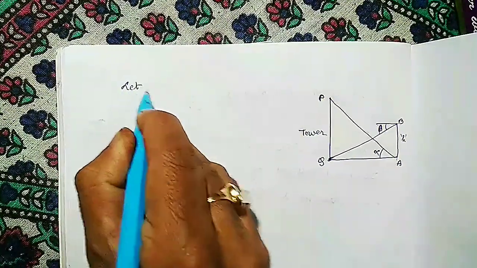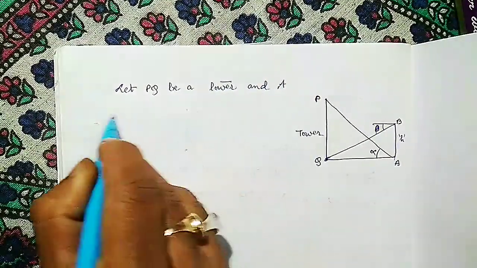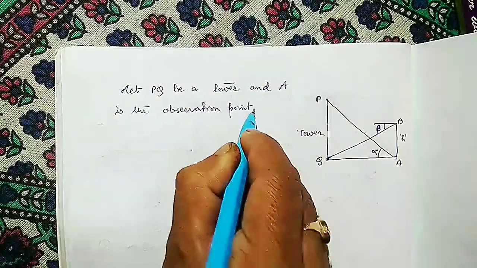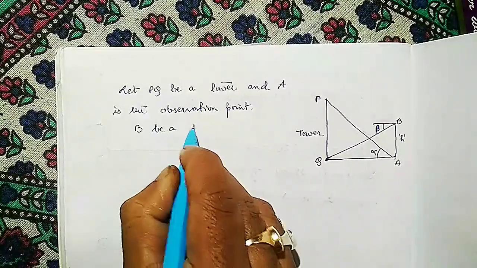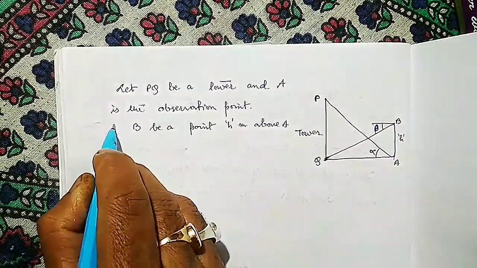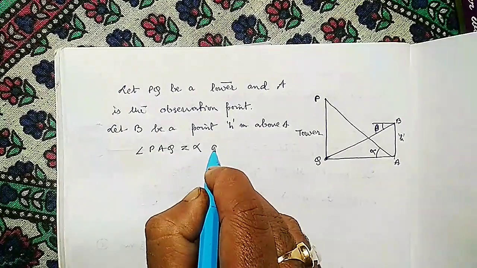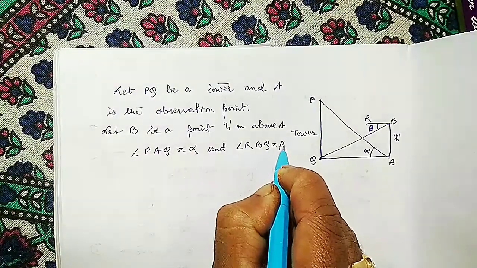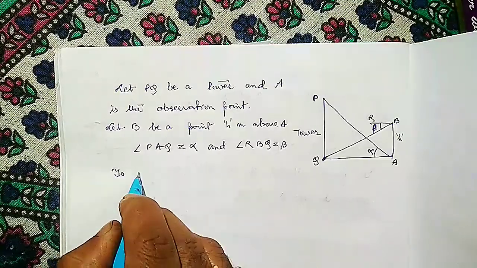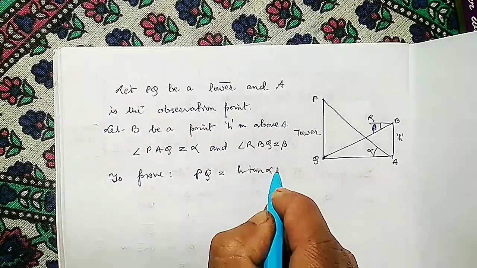Let PQ be a tower and A is the observation point. Let B be a point h meters above A. Here angle PAQ equals alpha and angle RBQ equals beta. We have to show or to prove PQ equals h tan alpha and cot beta.